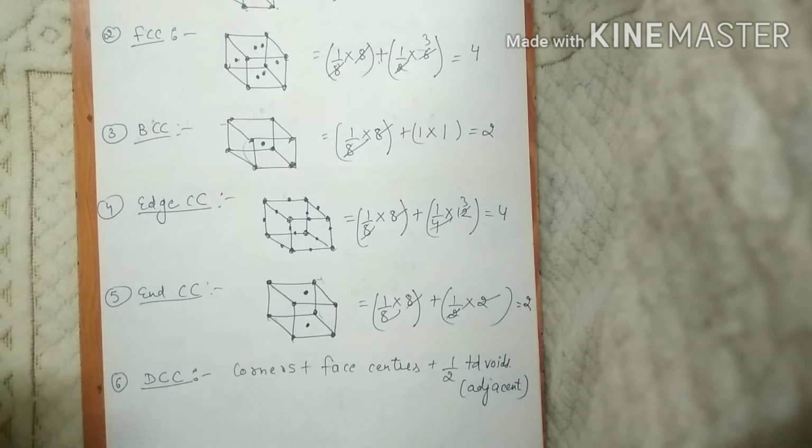So I think that is going to be enough for this video. In the next video, we are going to discuss the voids and then FCC and the relation between radius and the edge length. So that's it for this video.